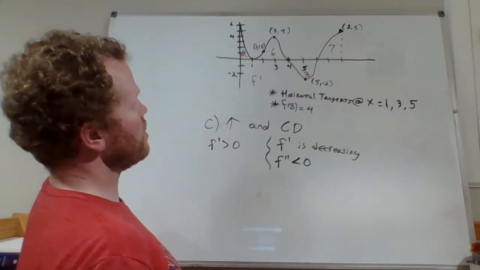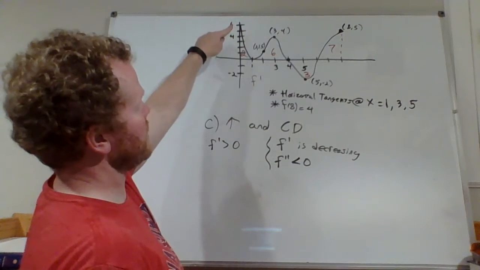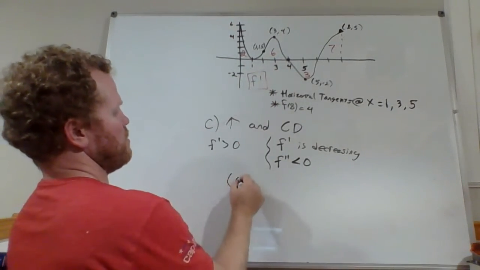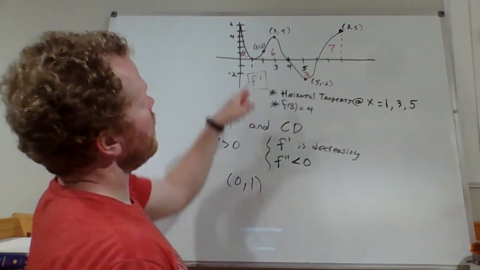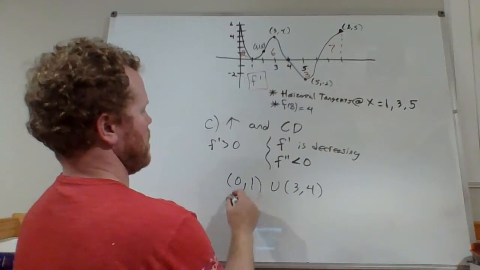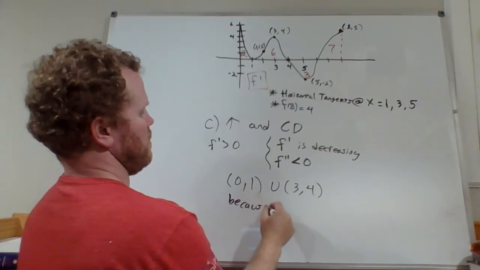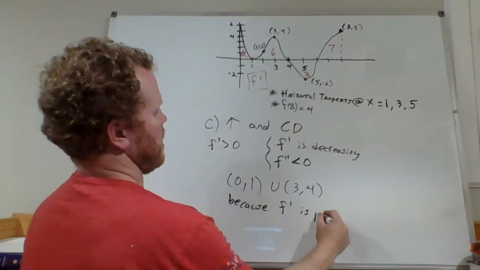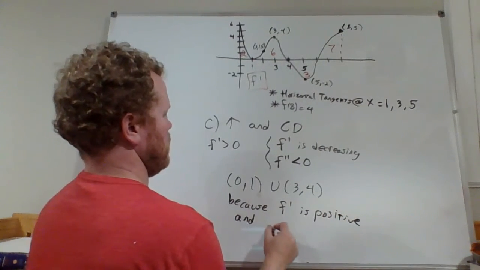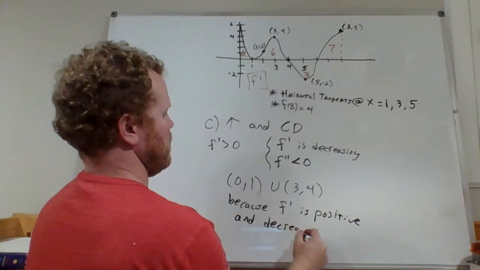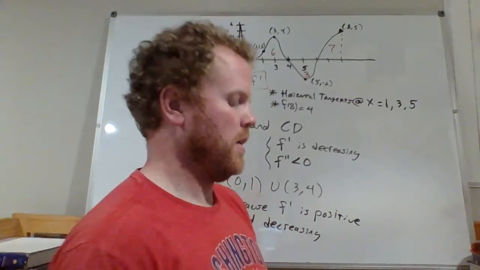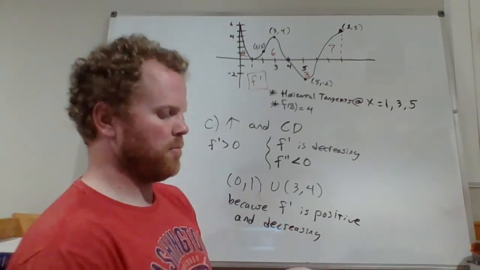So for us, the only places on the graph where the function is positive and decreasing, since this is a graph of the derivative, is from 0 to 1, and then also from 3 to 4. And I know this because f prime is positive and decreasing. Done. Quick and easy. But that's pretty much it.